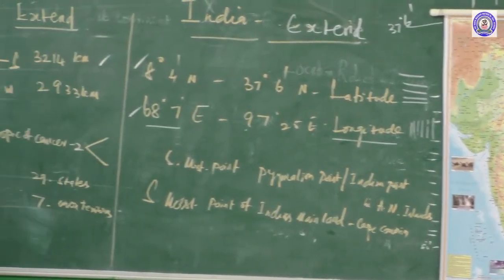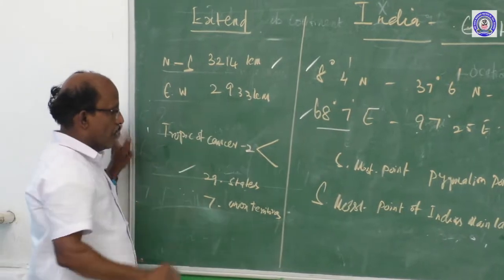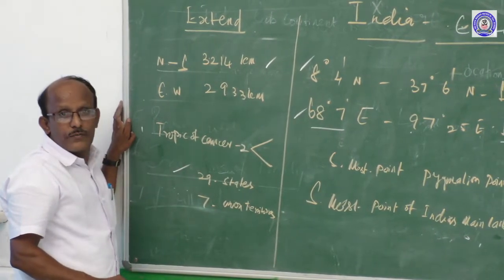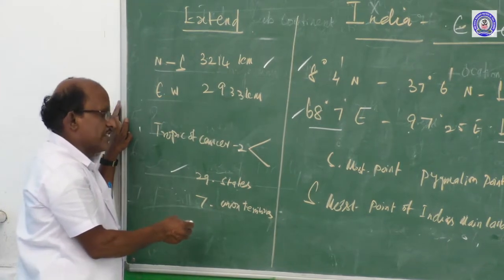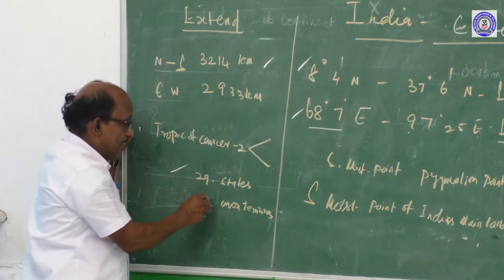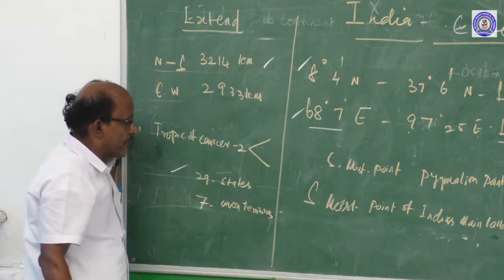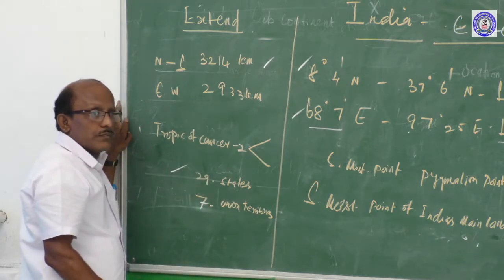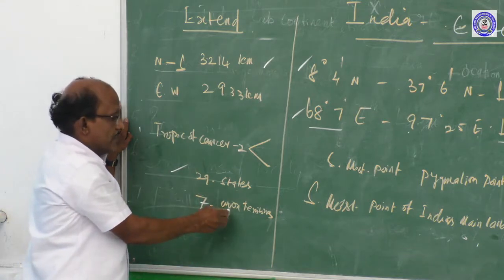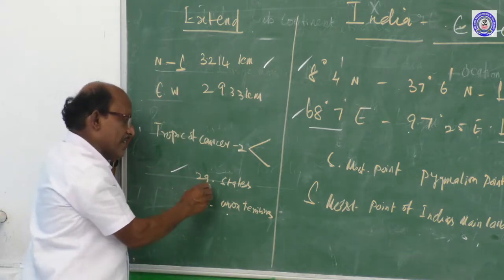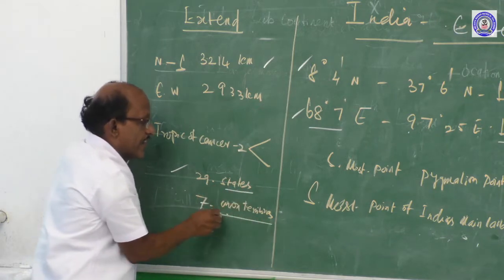Another piece of information: India is divided into 29 states. So far there were 25, and now 5 more states have been added, and there are 7 union territories, which come directly under the control of the central government. What is the difference between a state and a union territory?